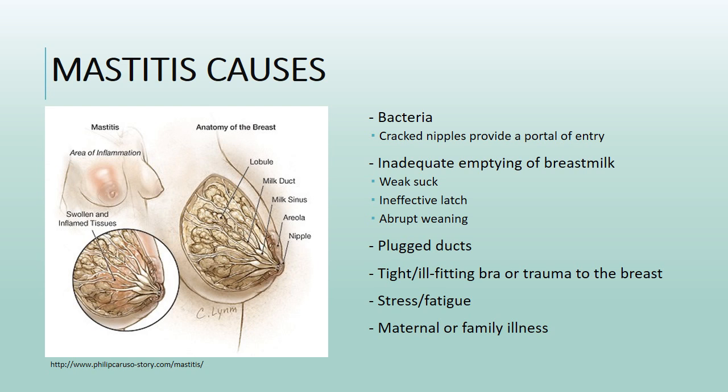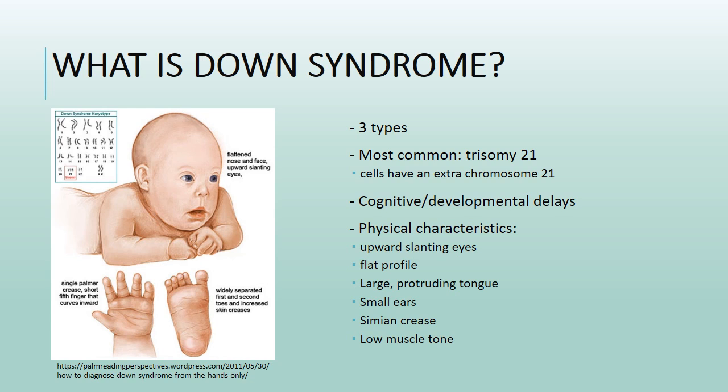Mastitis can be caused by bacteria, usually E. coli, Staphylococcus, or Streptococcus. The bacteria often enter the breast through damaged or cracked nipples caused by poor latch. Mastitis can also be caused by inadequate breast emptying. This could be due to a weak suck, ineffective latch, or abrupt weaning. Stagnant milk provides a warm, moist environment for the bacteria to grow in. Also, plugged ducts, a tight or ill-fitting bra, breast trauma, stress, fatigue, and maternal or family illness can contribute to mastitis. What do we know about Down syndrome?